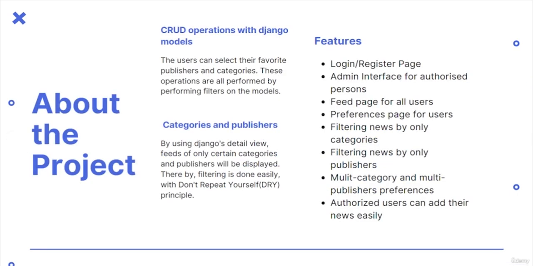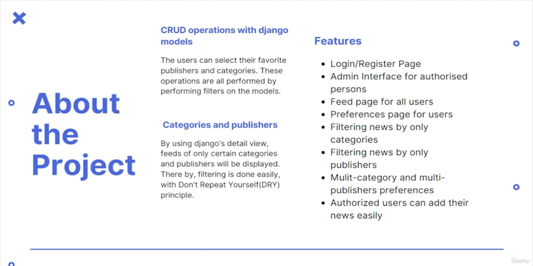The filtering of all these categories is done with Django CRUD operations, just like performing filters on the models. We restrict news to only these publishers and only these categories. There is also a lot of reusability in this code. Every news is just another card in the list view, and when we click on it, it opens the detail view. Whenever I click on a category, for example tech, it gives me all the tech news.